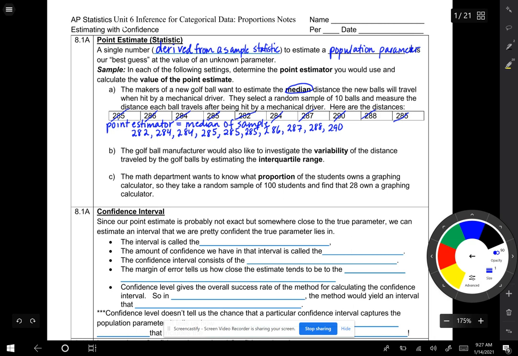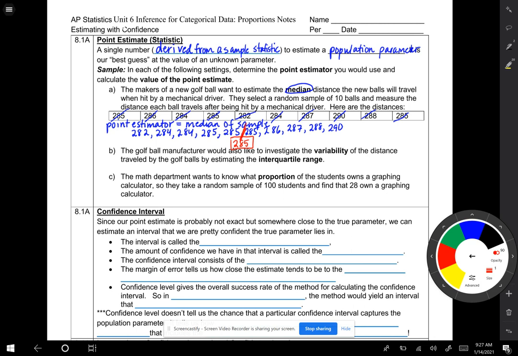And let's find the median. So we're looking at the fifth and sixth numbers. So 1, 2, 3, 4, 5. And here would be the median. So the middle of 285 and 285 is 285. So the median is 285, so our point estimate value is 285. Right. B.